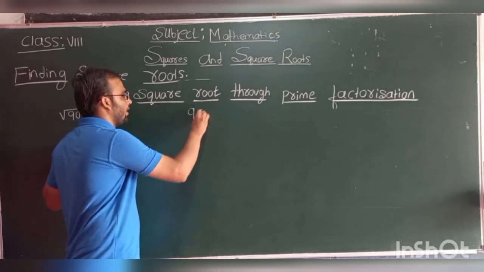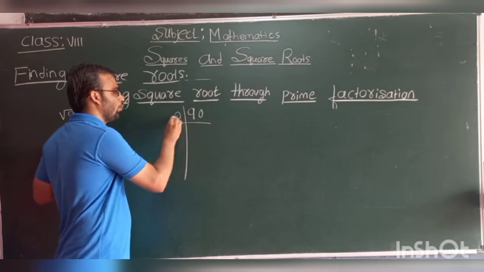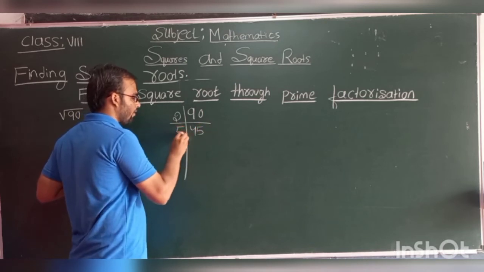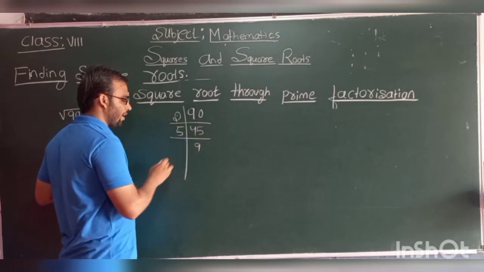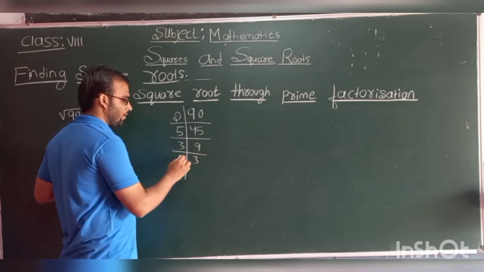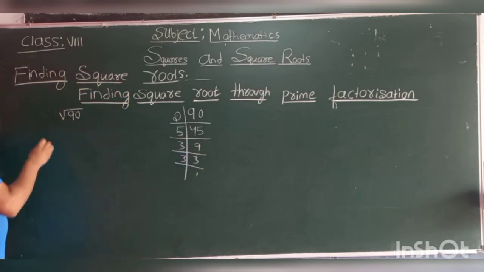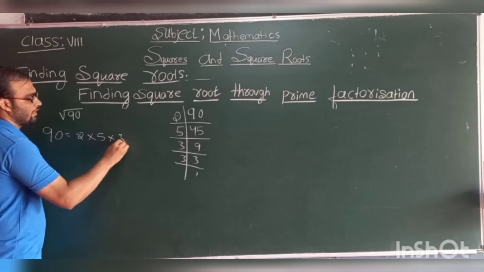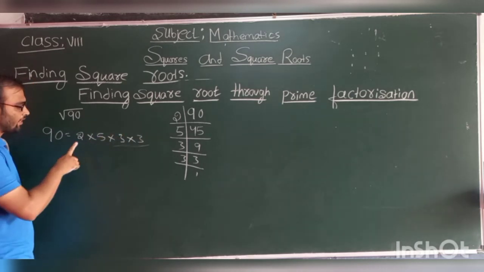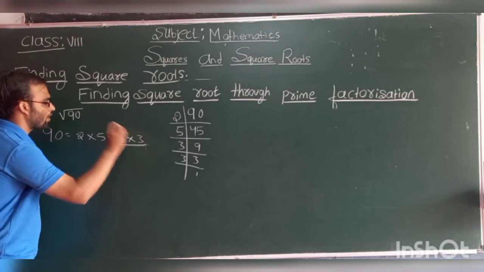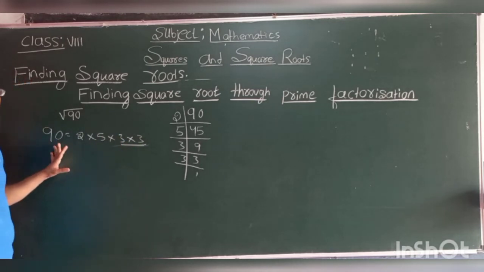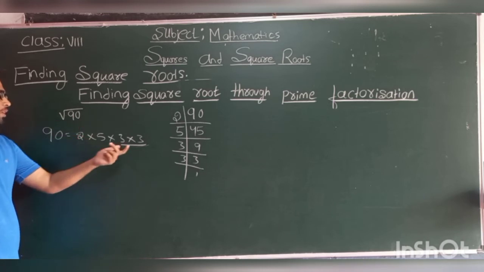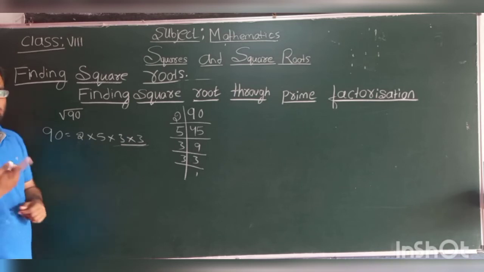Okay. So here 90. 2 4s are 8. 1 remains, it will become 10. 2 5s are 10. 5 9s are 45. 3 3s are 9. 3 1s are 3. Now what are the factors of 90? 2 into 5 into 3 into 3. Students, look at here. There are no pairs of 2 and 5. Only there is a pair of 3. Okay. So here it means that this is not a perfect square. Why? Because there are no pairs of 2 and 5. Only there is a pair of 3. It means that this is not a perfect square.